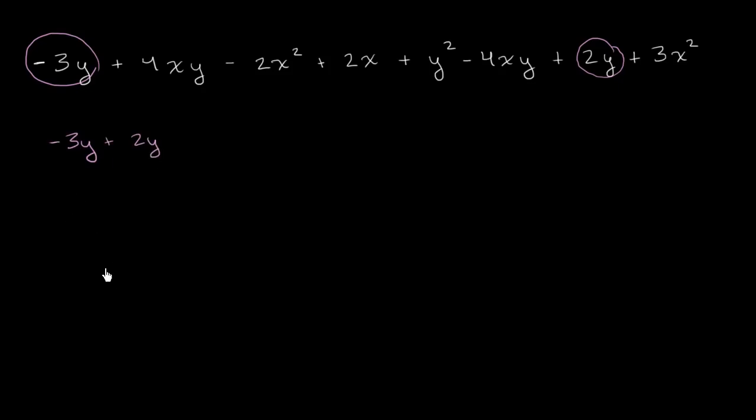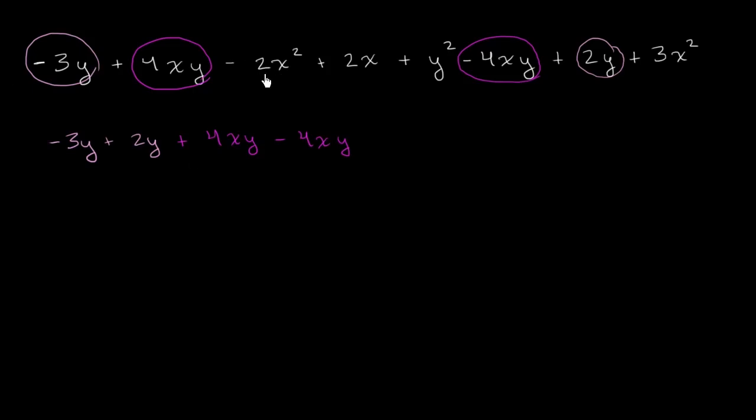Now I'm just going in an arbitrary order, but since our next term is an xy term, let's think about all of the xy terms. So we have plus 4xy right over here. I'm just reordering the whole expression. Plus 4xy. And then I have minus 4xy right over here. So minus 4xy.